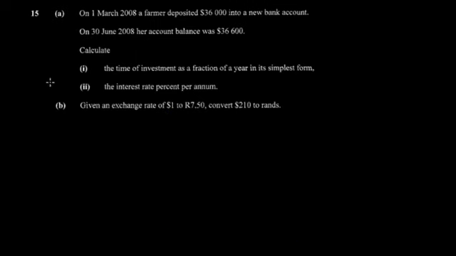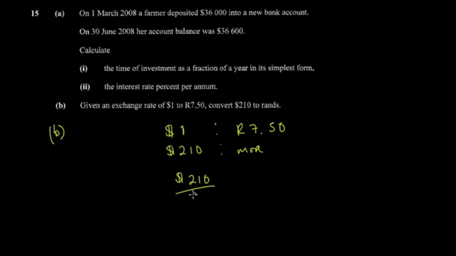Let's see if we can do the B part. The B part is all about conversion. Given an exchange rate of $1 to R7.50, use simple proportion for these questions. Questions involving conversions, we can use simple proportions. Convert $210 to rands. So $210 must be more, and if it's more, you say bigger number at the top. So you get 210 multiplied by 750.